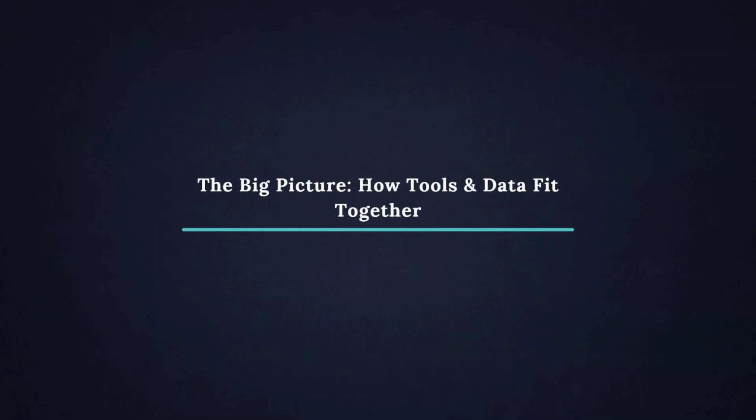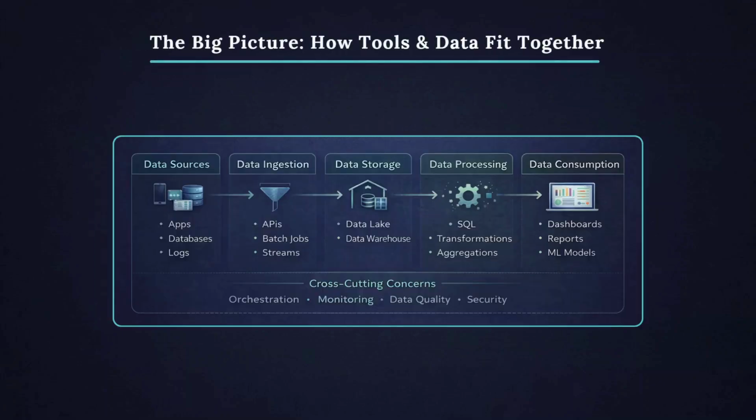So far, we have looked at what data pipelines are, how they work, and how data flows through them. Now let's zoom out and look at the big picture. Let's understand how tools and data fit together across an entire data pipeline. This diagram shows the full data pipeline from start to end. On the left, we begin with the data sources. The data comes from various places. It could be from applications, databases, logs, or event data, and many more.